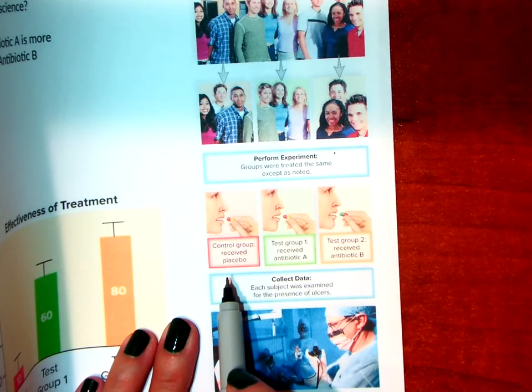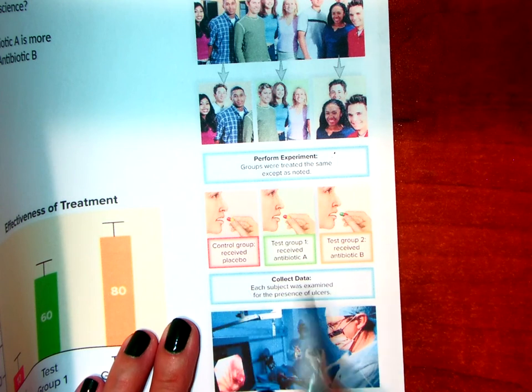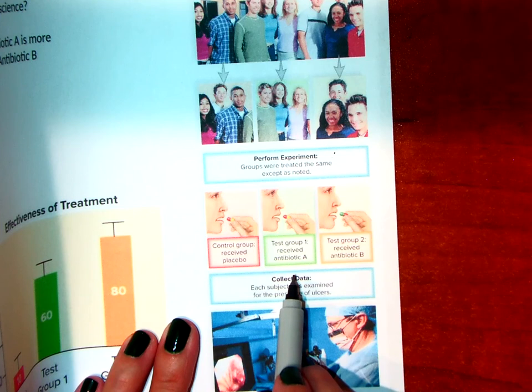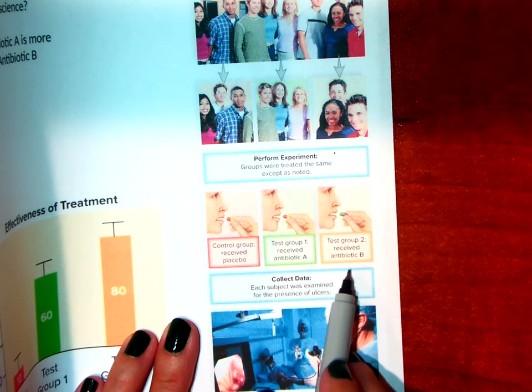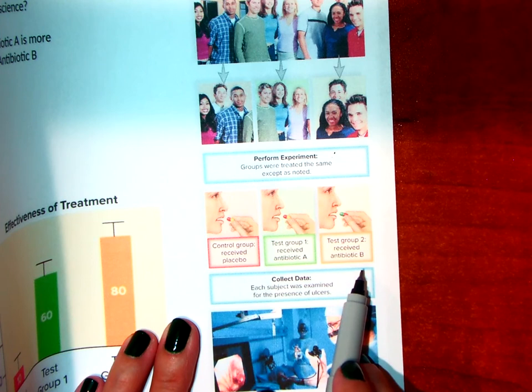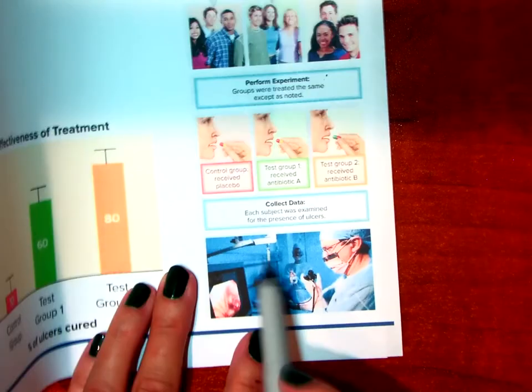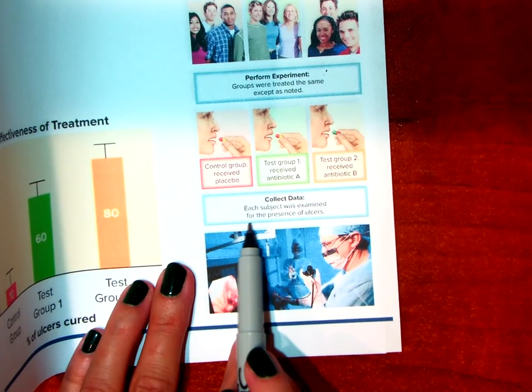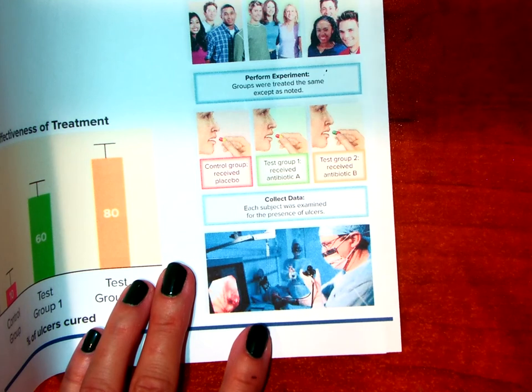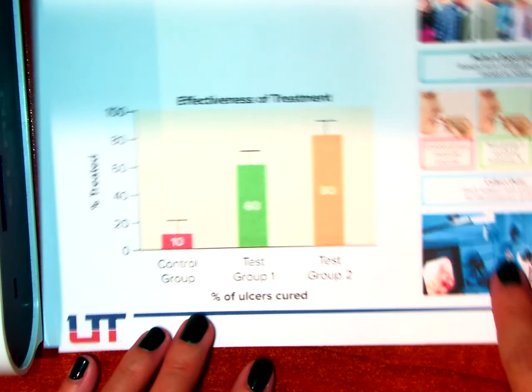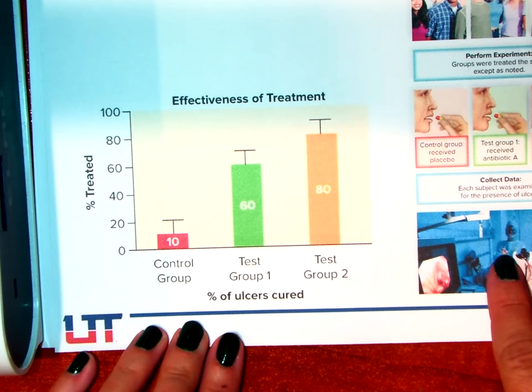The 3 groups here shown are the control group, which would receive a placebo, which contains no antibiotic. And test group 1 could receive antibiotic A. And test group 2 receives antibiotic B. You remember our guess or our hypothesis is that B is better than A. And then to collect our data, each subject was examined for the presence of ulcers. And our results here are on this graph, which we saw earlier.